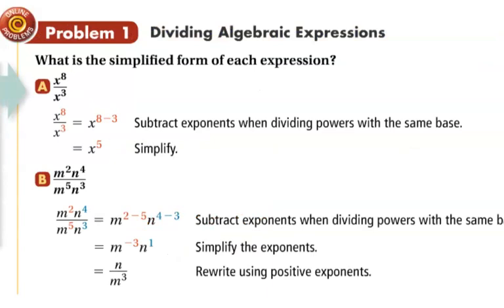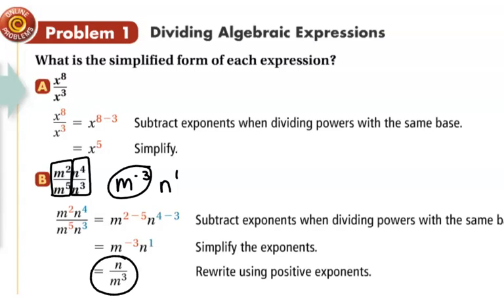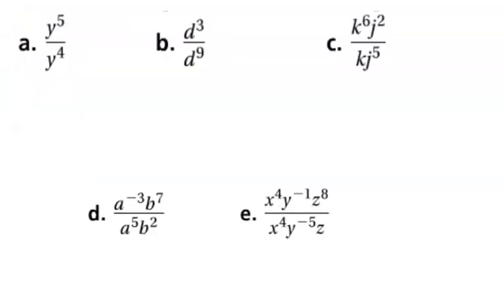All right, so here are a couple other examples. You can look through them. The first one's pretty simple, but if we look at B, we've got 2 letters, so we just have to make sure that we are subtracting the correct exponents corresponding with the correct letter. So we have m to the negative 3 and n to the positive 1, but because that m has a negative, that's why they end up moving it down to the bottom. Okay, let's do a couple together and then you can try some of them on your own.